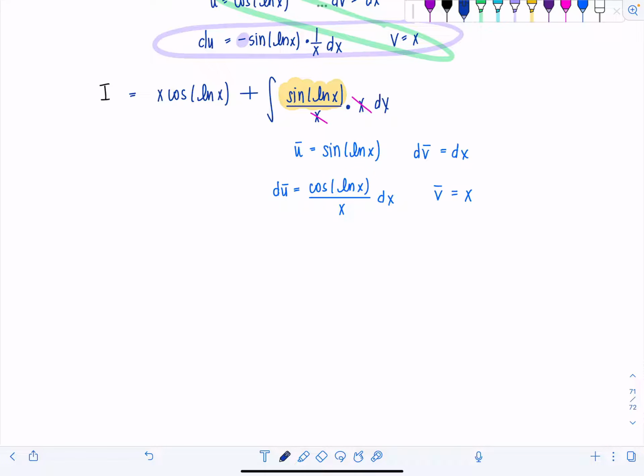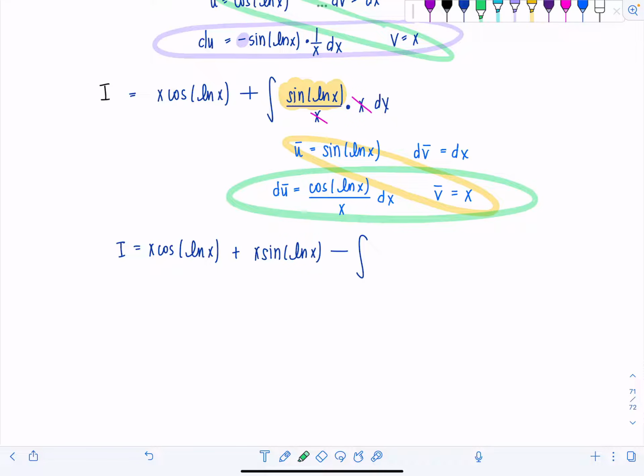So watch what we have going on. We have I, our original integral, equals x cosine of natural log of x plus, now we have u bar v bar, which is x sine of natural log of x minus integral du bar v bar. So I'll write everything out. We have cosine of ln of x over x times another x dx. And then yes, just like in the last step, these x's cancel out.